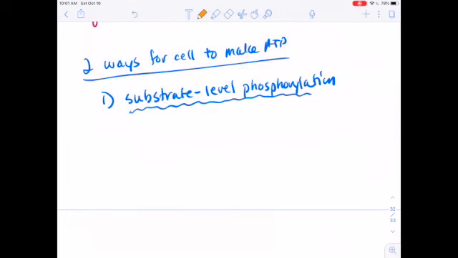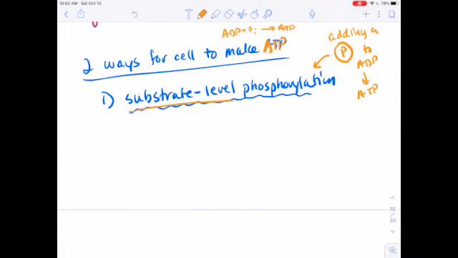To phosphorylate something means to put a phosphate group on it. So it just refers to a phosphate group. Adding a phosphate group to ADP, basically to get ATP, is what we're talking about here. So to make ATP, you need ADP plus its little initial phosphate group going to ATP. So two ways that the cell does that are like this.